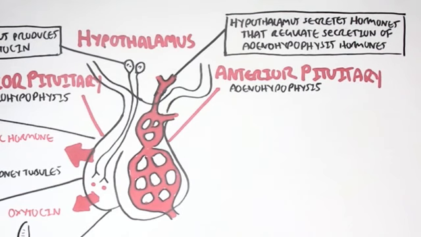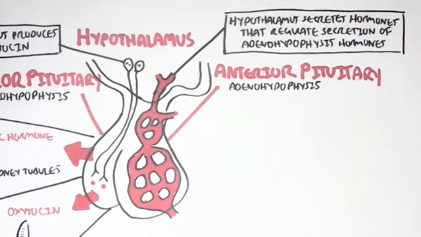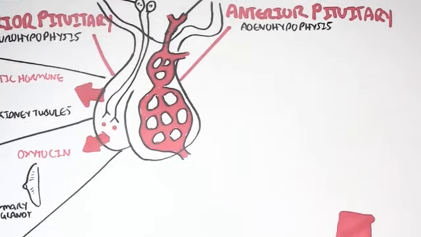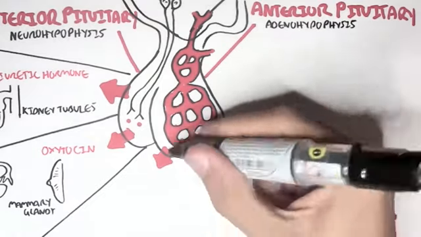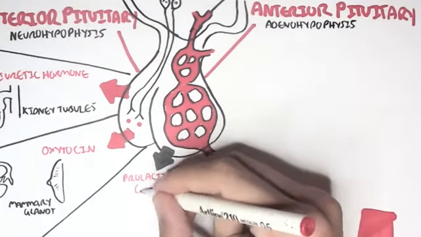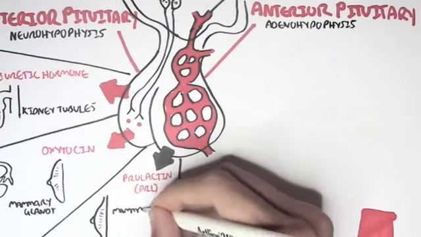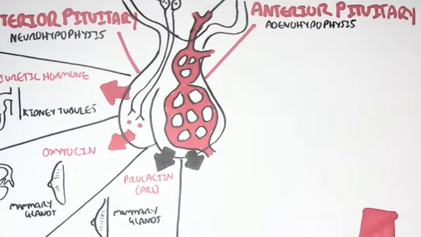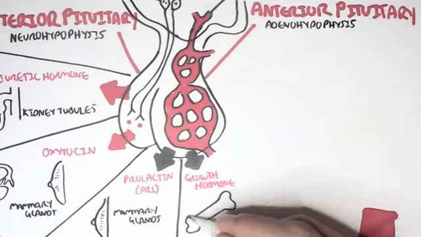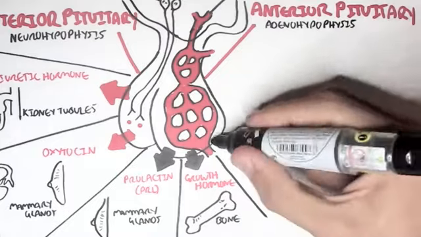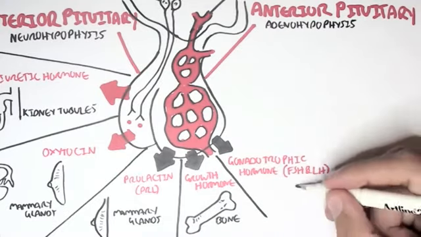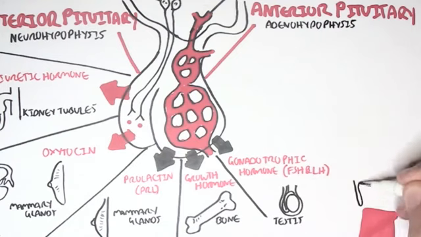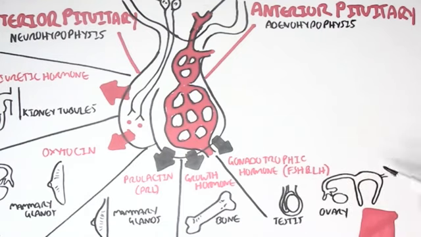Anyway, whatever the case, if it's all okay, the anterior pituitary can secrete prolactin, abbreviated PRL, which will target the breasts, essentially for milk production. The anterior pituitary can also secrete growth hormone, which targets many tissues, such as the bone, for growth. It can secrete gonadotropic hormones, such as follicle-stimulating hormone and luteinizing hormone, which will target the testes or ovaries, depending on whether it's male or female.